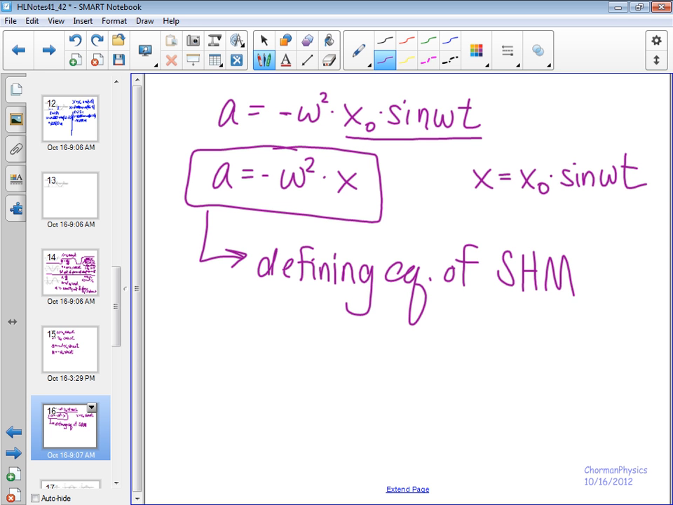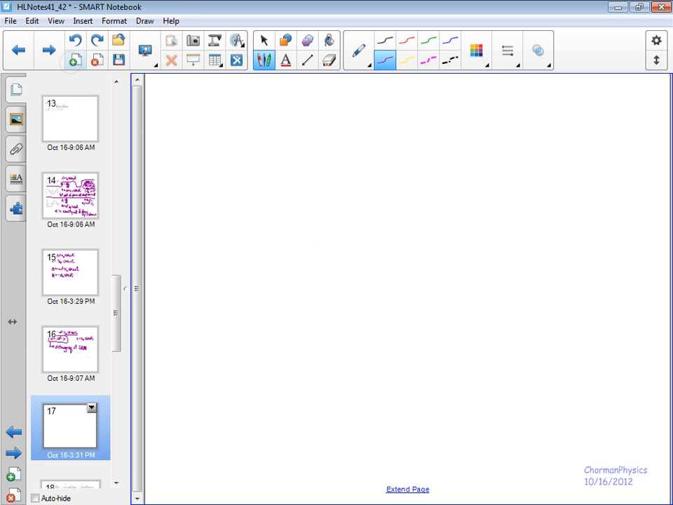Of simple harmonic motion. Okay, I want you to go back to page 3 right now. At the bottom of page 3, I'm going to show you what the period is for simple harmonic motion. What we see here, we have 2 equations from 2 different proofs that relate the acceleration and the displacement.